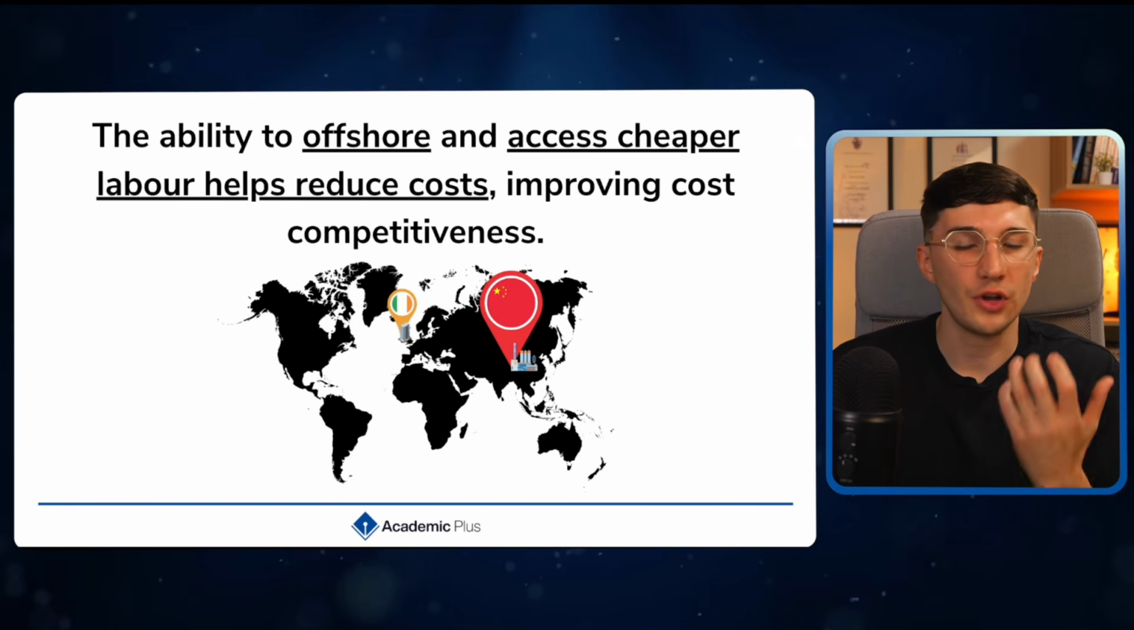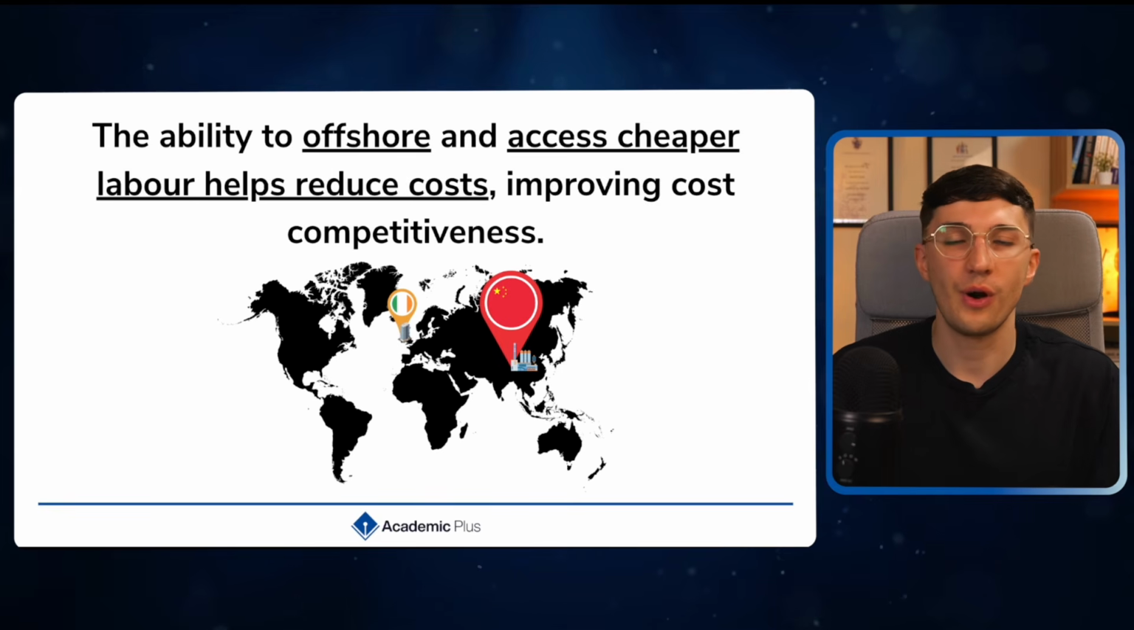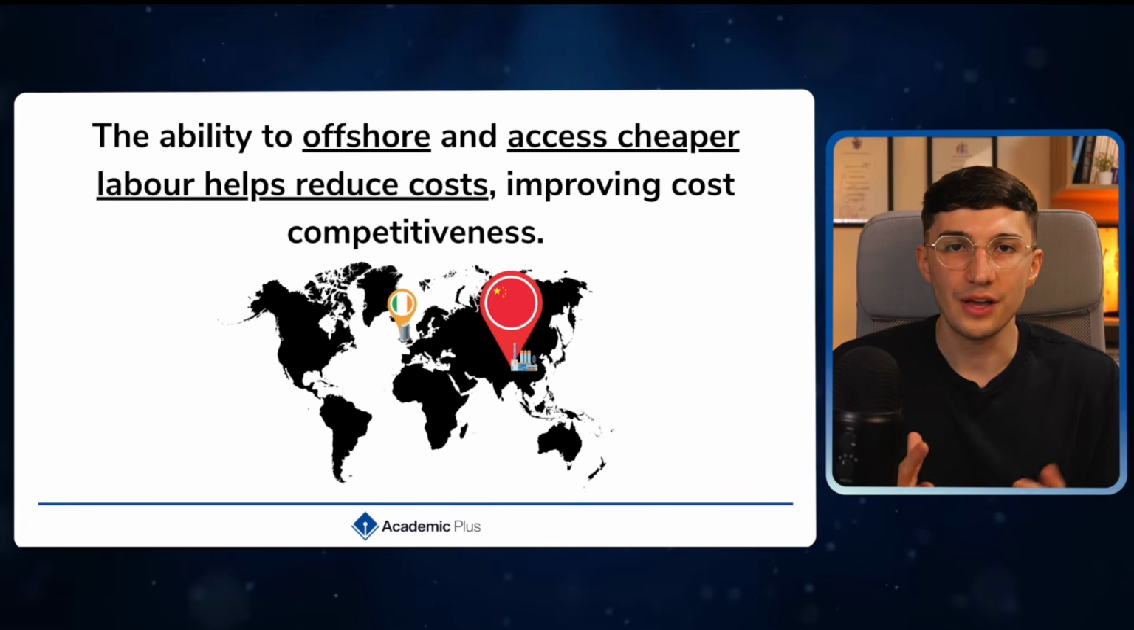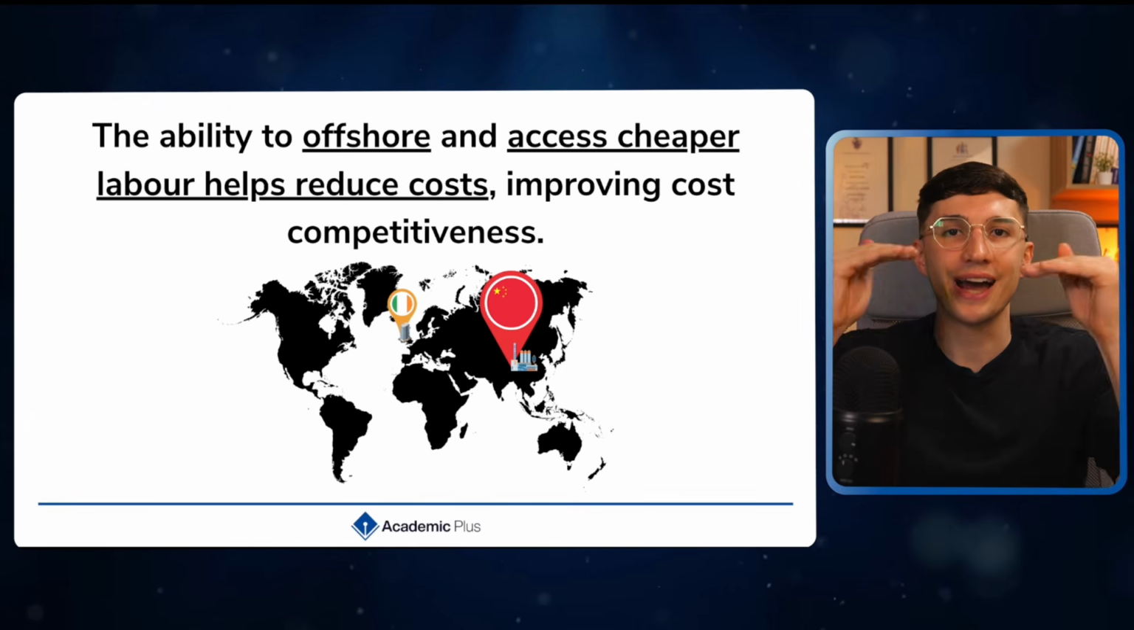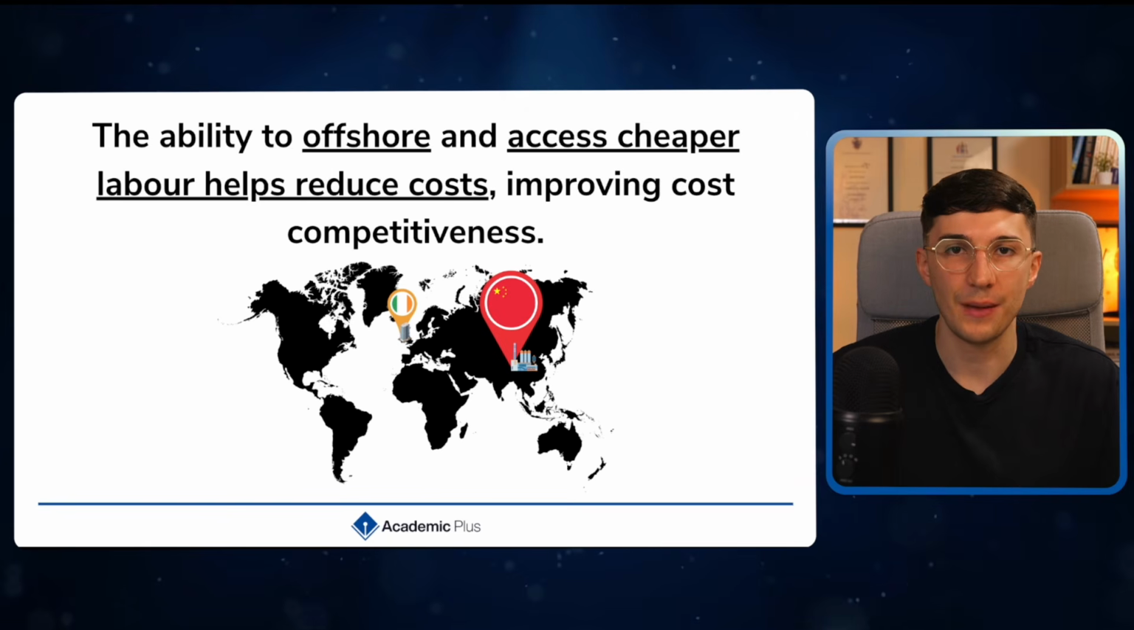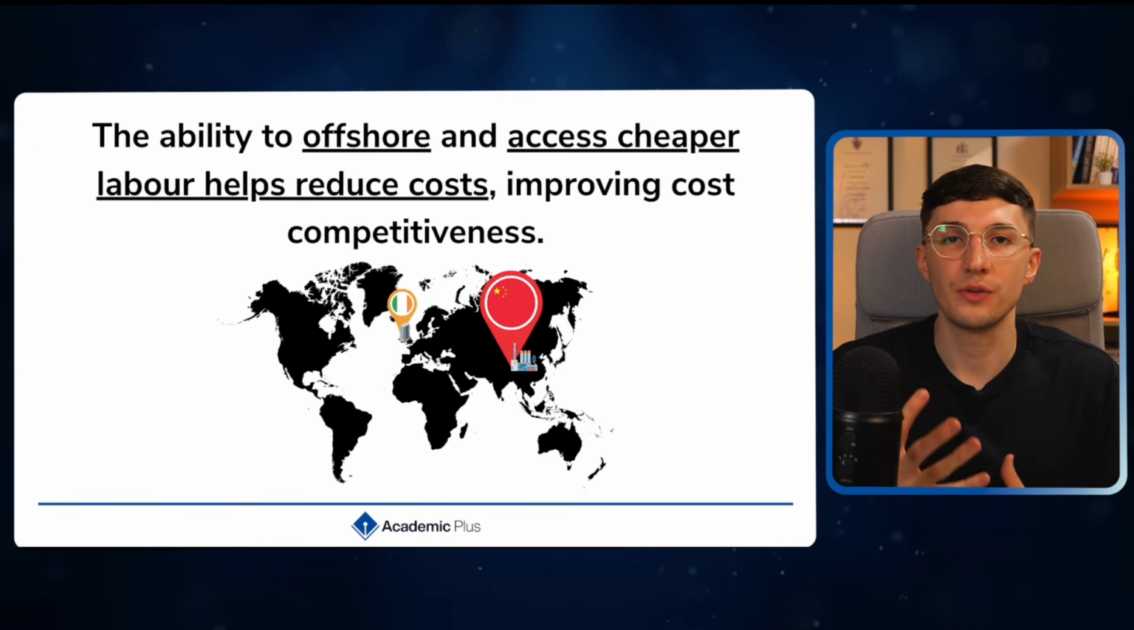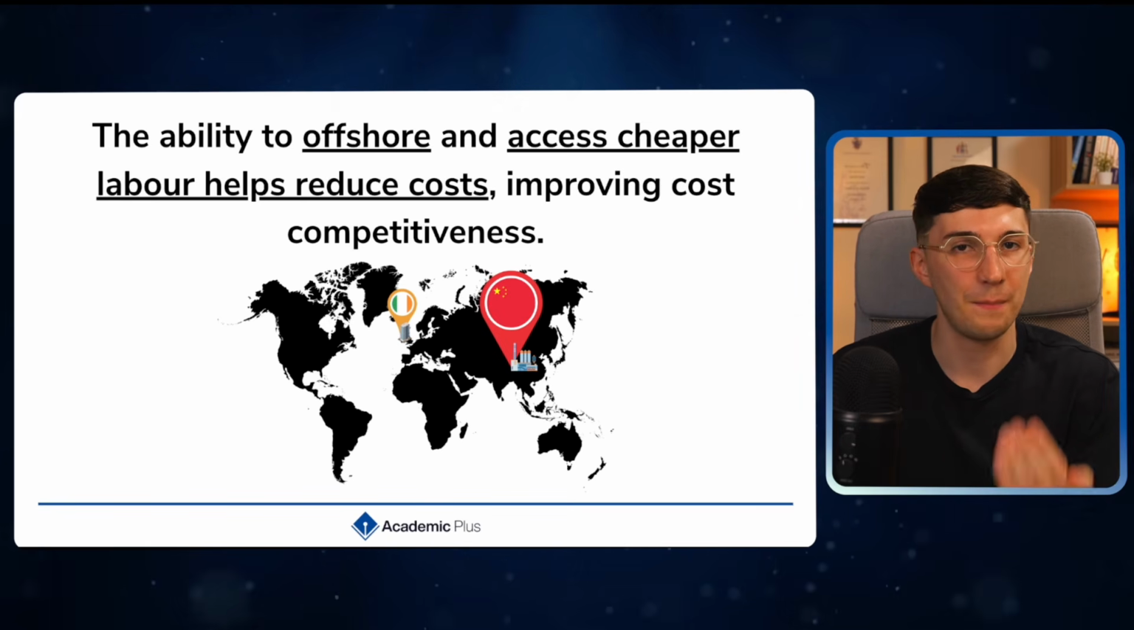Not only that, but the global business as well may start to focus on offshoring, because if they can produce their goods and services at a cheaper rate because of lower labor costs, then once again, this puts them in a better position for more cost competitiveness.